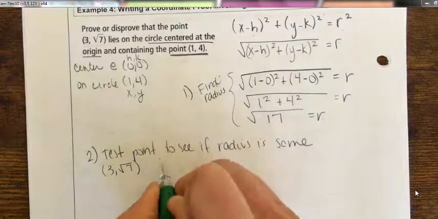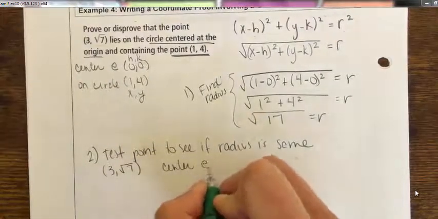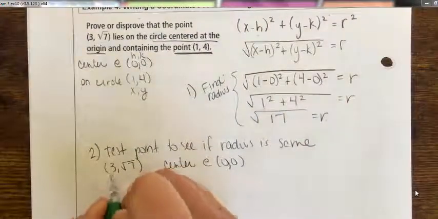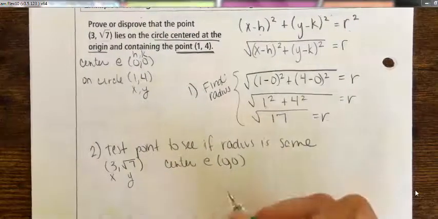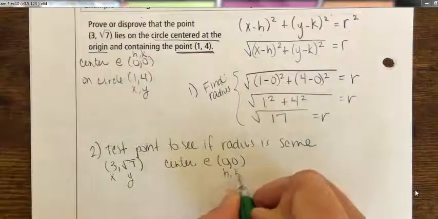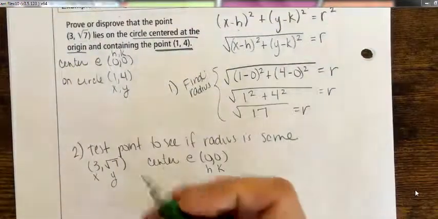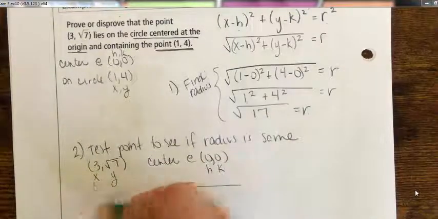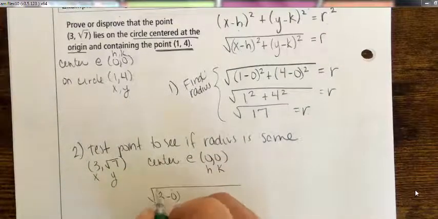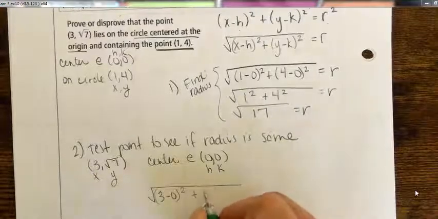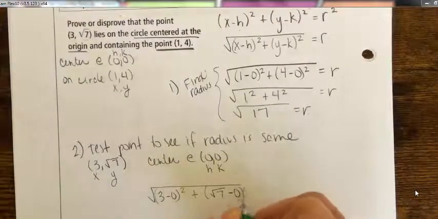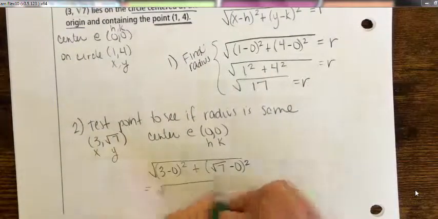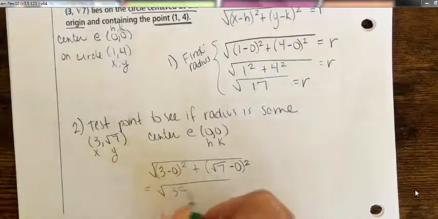And we're still going to use the same center, because the circle is centered at 0, 0. So now my x is 3, root 7 is going to be my y, and h and k are still going to be zeros. All right, so exactly the same thing. Let's see what we get here. So we're going to have 3 minus 0 squared plus root 7 minus 0 squared. Let's see, so that's going to give us 3 squared.